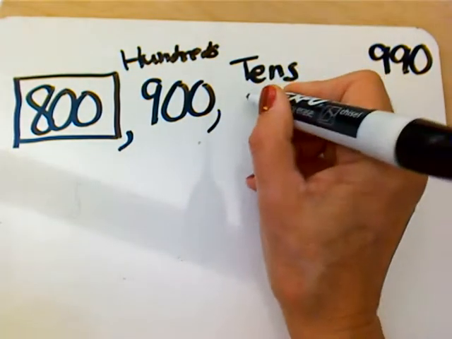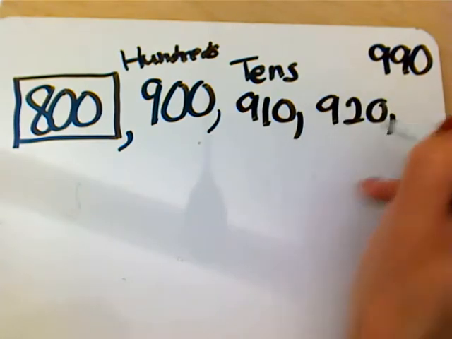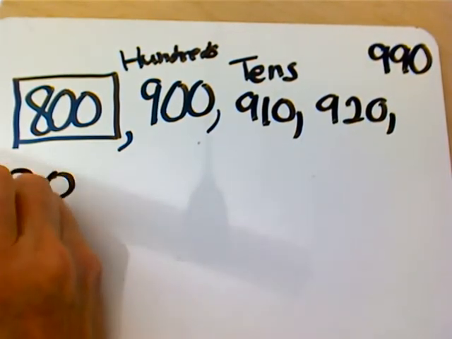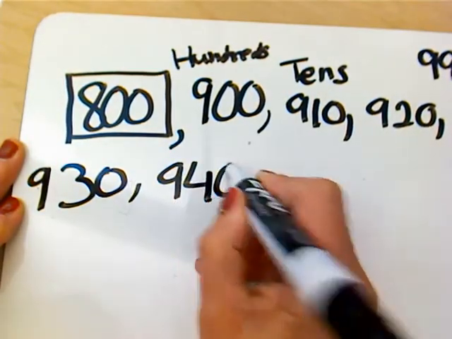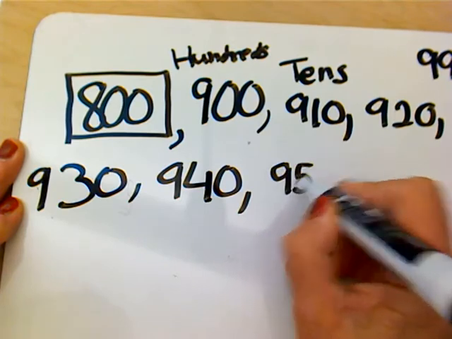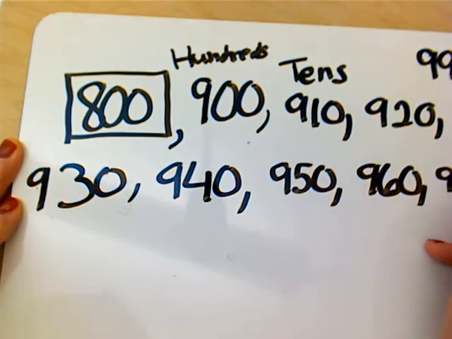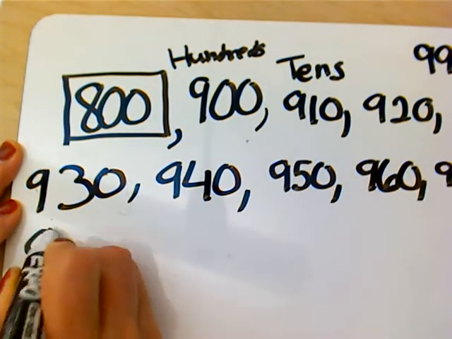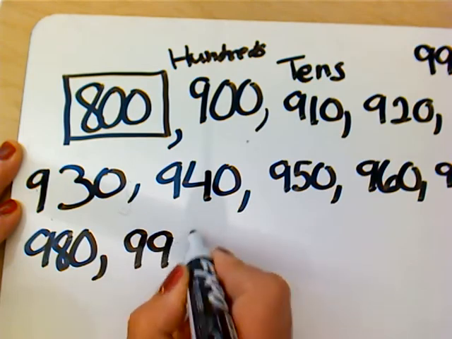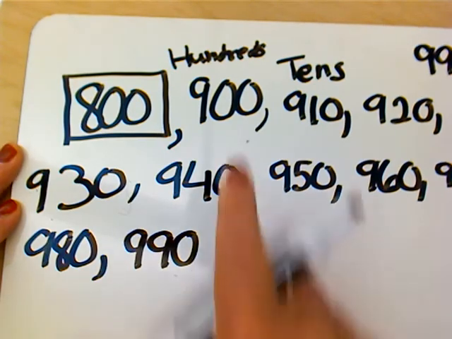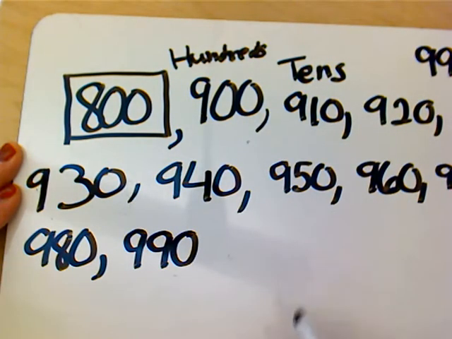So let's see, that would be 910, 920, 930. I forgot my 900. 930, 940. How you doing? 950. Keep going. 960, 970. Keep going. 980. Can't I get there yet? Oh, I'm finally there. 990. So I started off by counting with one group of 100, and the rest I had to count by tens.